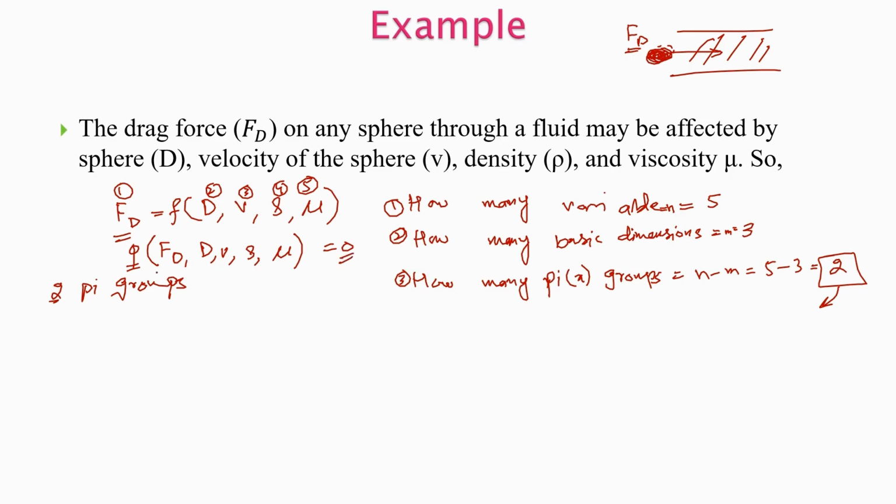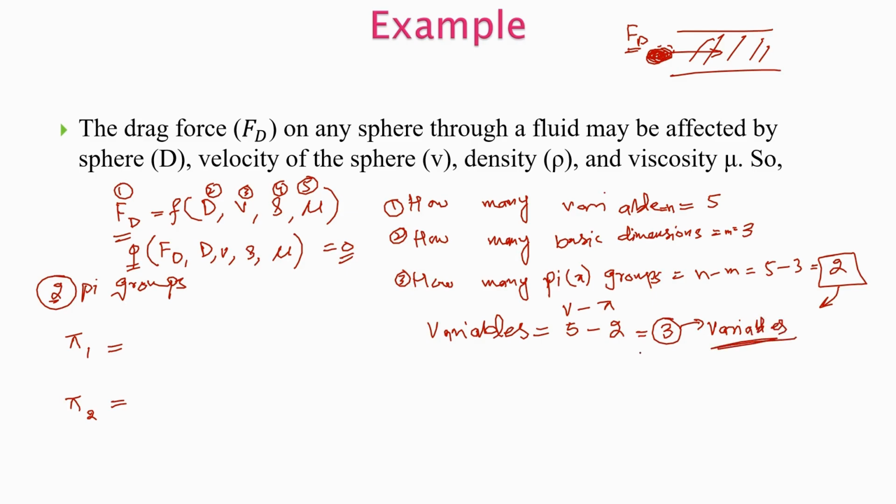From this group of 5 variables, we will form two pi groups: the first pi group and the second pi group. We have to include all these 5 variables. So you have to consider this point very seriously and with a lot of concentration: the total number of variables is 5 and the total number of pi groups is 2. So what is the answer? This is 3. Total number of variables minus total number of pi groups is 3. So this is the number of repeating variables.